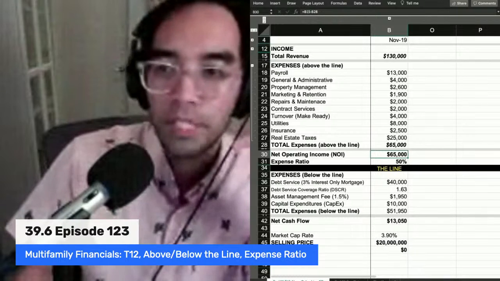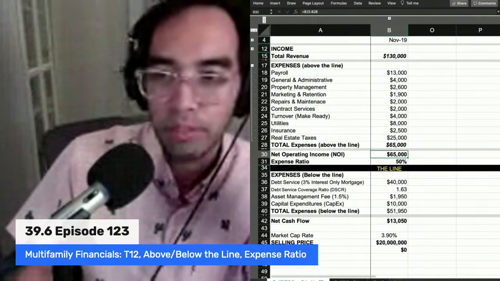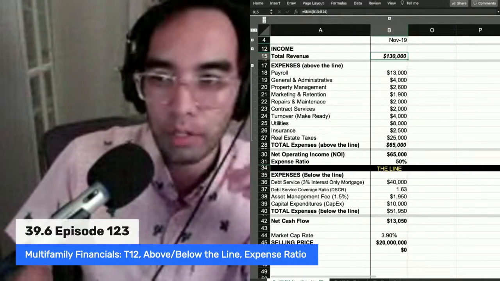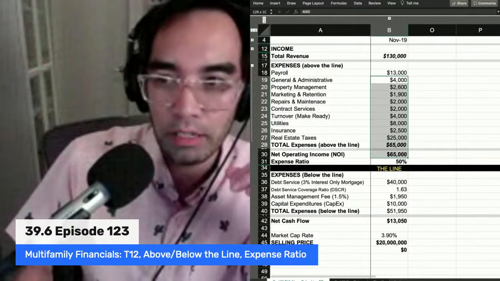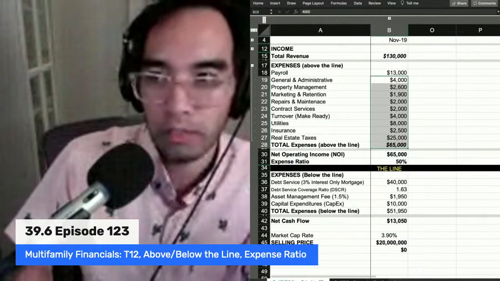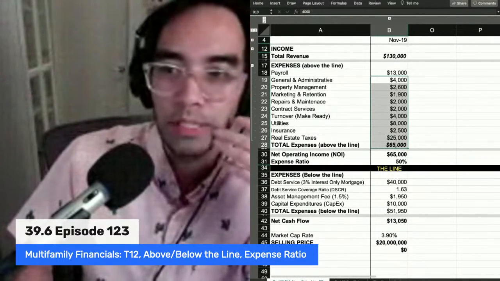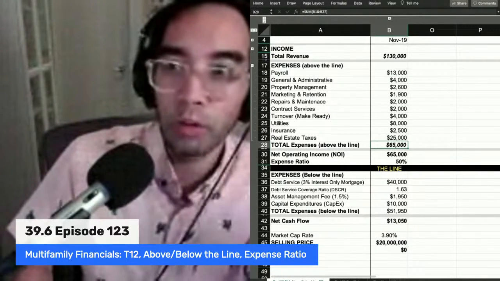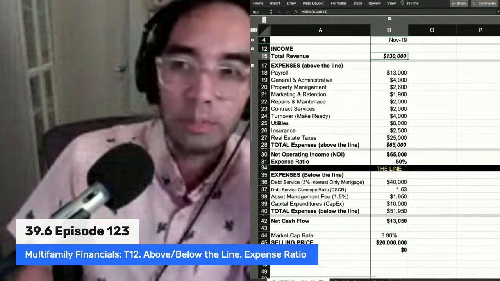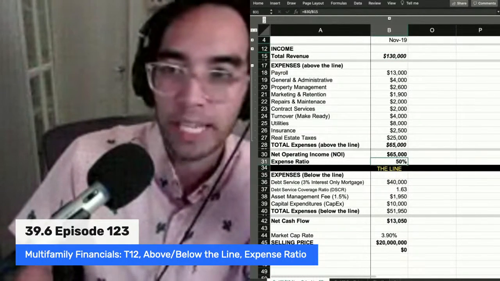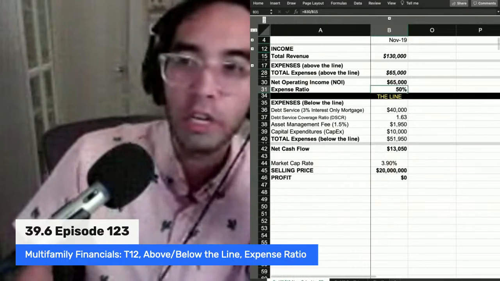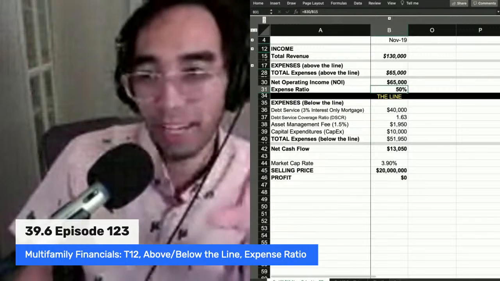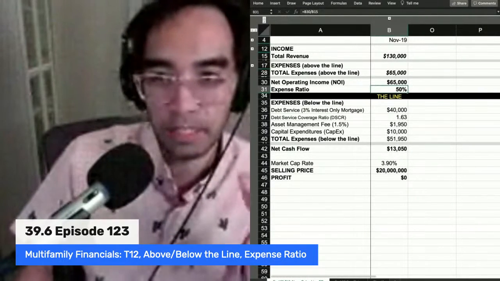Now, the expense ratio is the percentage of the income that is used up covering these operational expenses. So in this situation, it's 50%. But let's pretend it was $32,500 of expenses. Well, then that would only be a quarter of the total revenue, so the expense ratio would be 25%. It's the percentage of the income that goes directly toward paying the asset expenses.